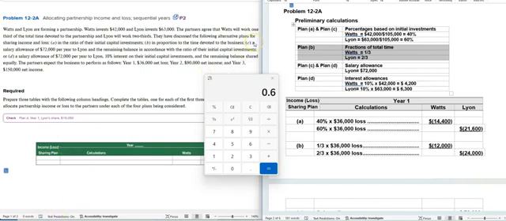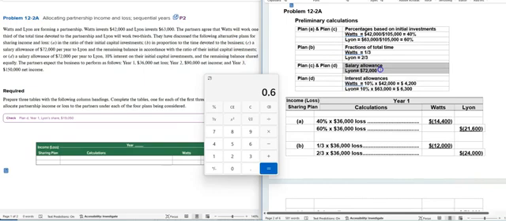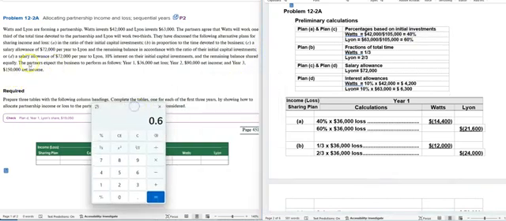Plan C, we're going to give a salary allowance to Lyon and any remaining income based off of their initial capital investment ratio. So salary allowance will be 72,000 to Lyon, and then any remaining income will be 40% to Watts, 60% to Lyon. And finally in D, we are going to be allocating salary of 72,000 to Lyon, 10% interest to each owner based off of their initial investment, and any remaining shared equally.